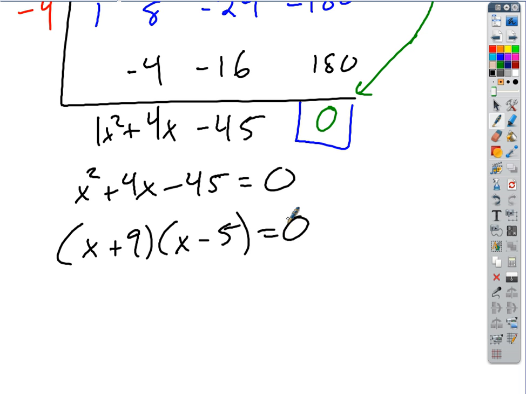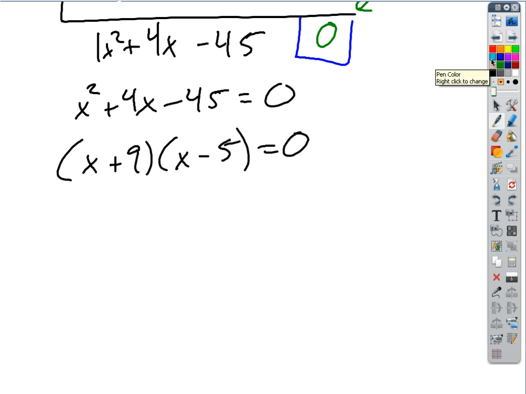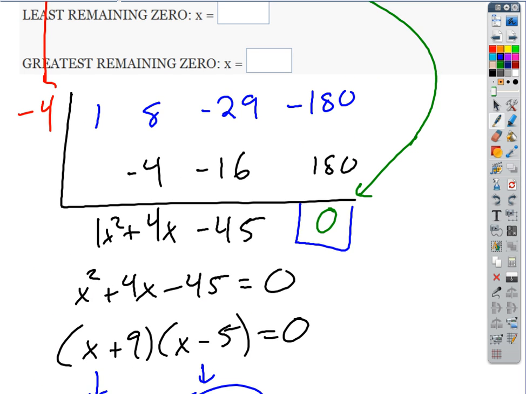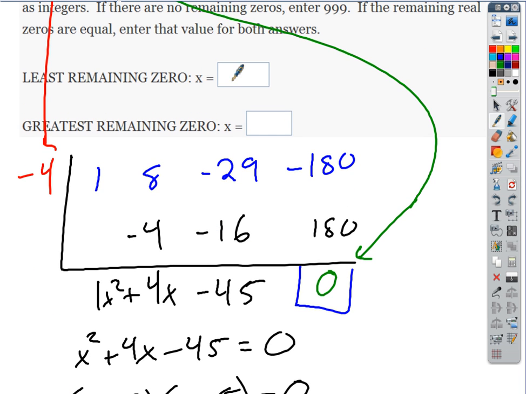And now if I find the zeros of those, when is x plus 9 equal to 0? Okay, when is x minus 5 equal to 0? 5. So those are our answers then. The least remaining solution would have been -9. The greatest would have been +5. Okay. Make sense? Good. Okay.